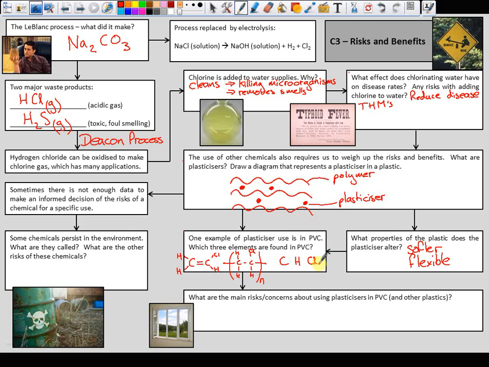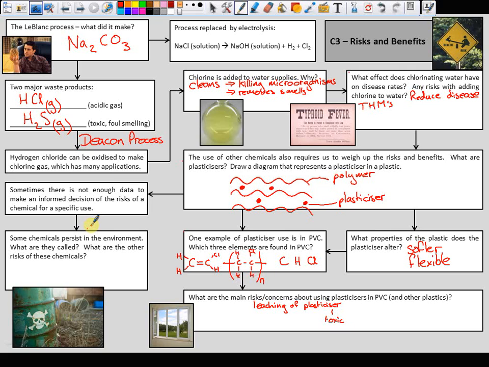What are the main risks and concerns about using plasticizers in PVC? Well, it's mainly to do with the leaching of plasticizer. The plasticizer itself can be quite dangerous. Okay, so plasticizers can be toxic, and we don't want them in our bodies. And then finally, reasonably related to that, some chemicals persist in the environment.